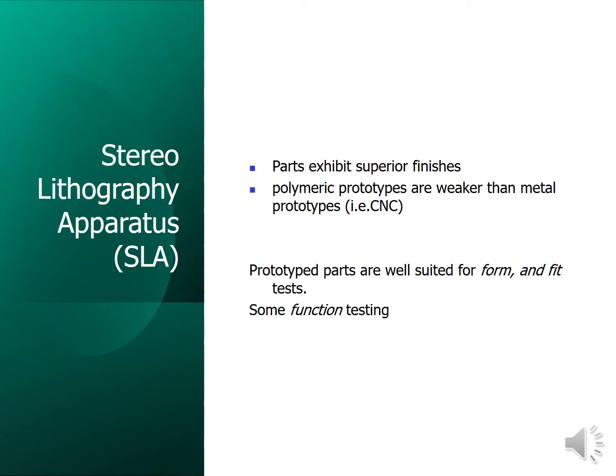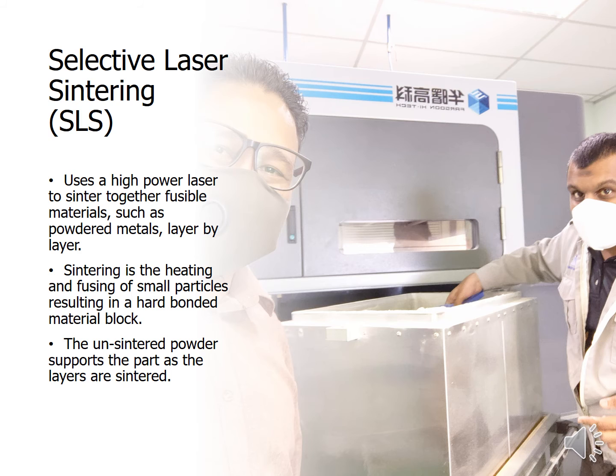Polymeric prototypes are weaker than metal prototypes. Prototype parts are well suited for form and fit testing, and some function testing.